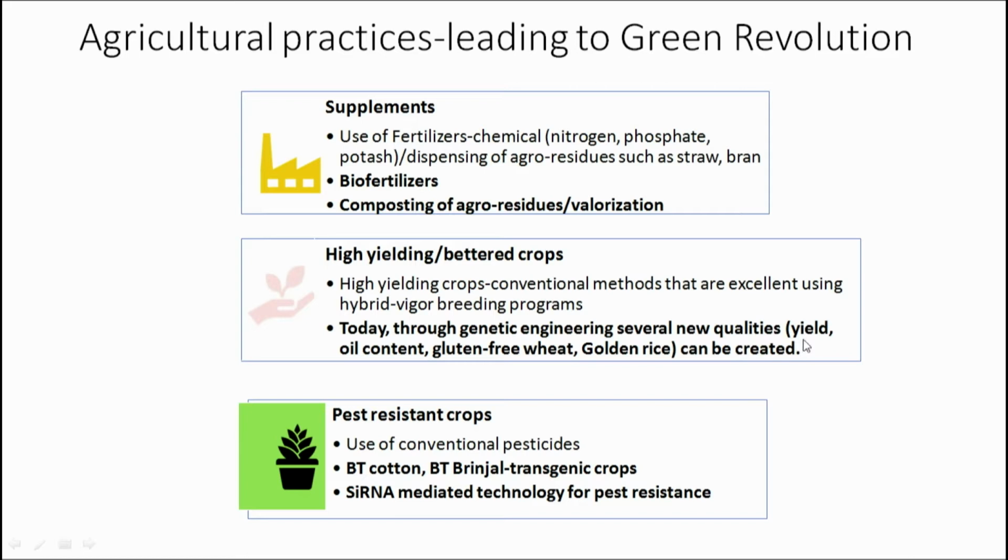For example, you could have very high yielding crops, that is, per hectare of land you can now generate many more tons of the grain, or the oil content of the crop can be increased, or you could make a wheat crop which is gluten free, or you could make golden rice, and so on and so forth. So, several new qualities, for example, can be introduced using genetic engineering techniques.